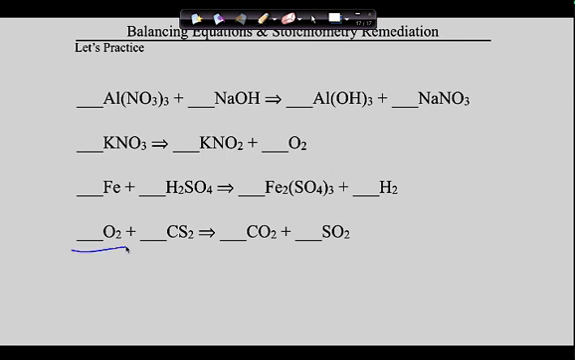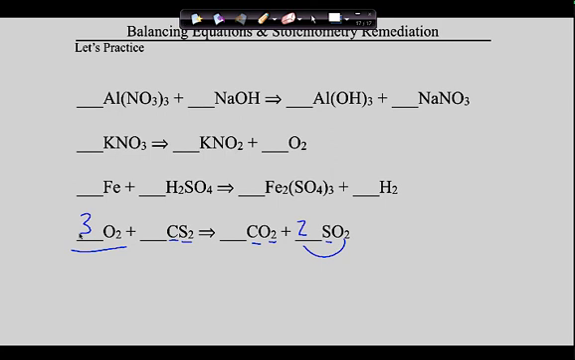So when we look at our last example, you'll notice that oxygen is first. We're going to skip it. We're going to go on from there, and we've got 1 carbon, 1 carbon, we've got 2 sulfurs, and we've got 1 sulfur, so we'll place a 2 there. Now we can come back and do our oxygens, and you'll notice that on the right we've got 2 here, and we've got 4 there, for a total of 6, which means we need to put a 3 there, and that balances.